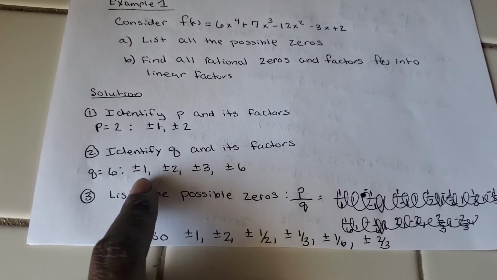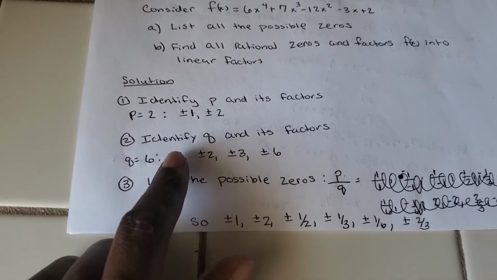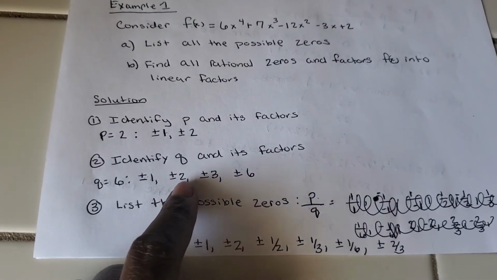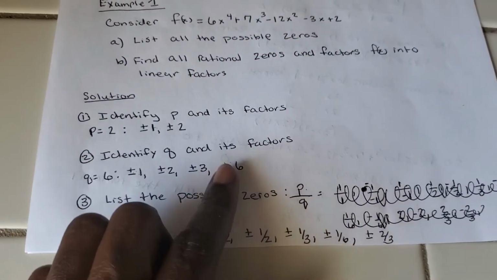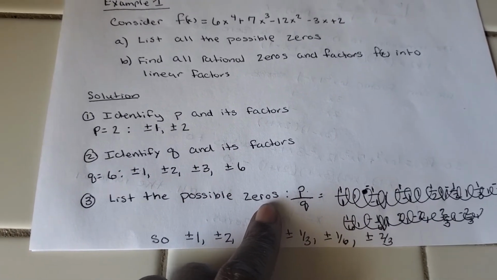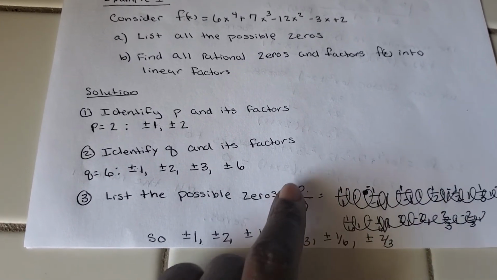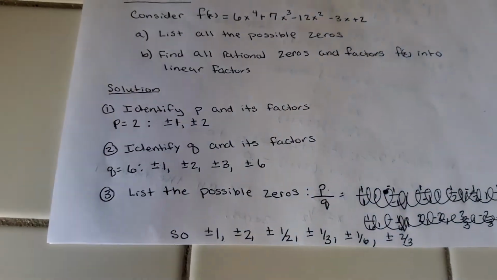Then we want to list the factors of 6. Well, the factors of 6 are plus or minus 1, plus or minus 2, plus or minus 3, plus or minus 6. That's a positive and a negative. Now we want to list all the possible zeros. When we list the possible zeros now, it has to be in the form p divided by q. So basically, we're just doing p divided by q.